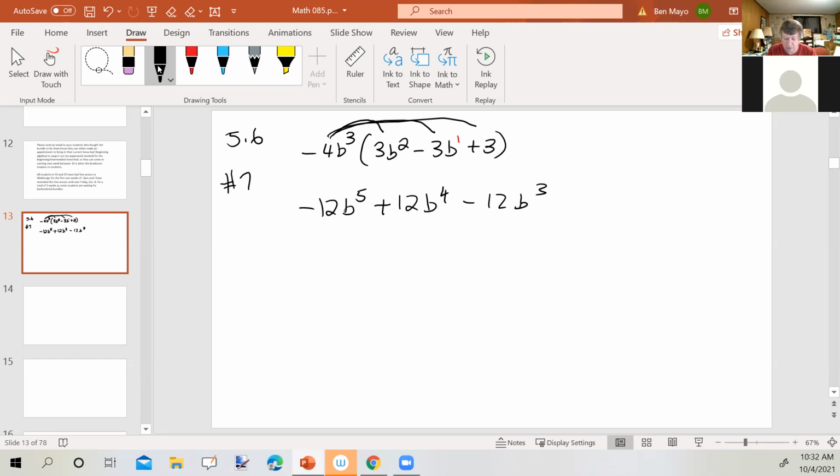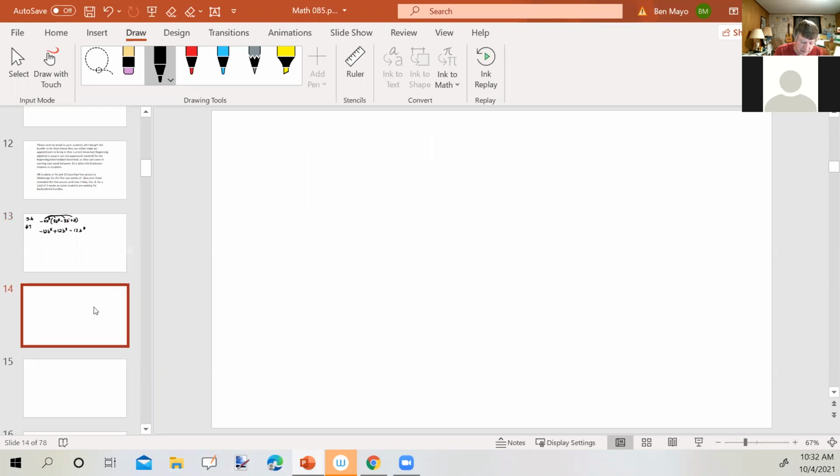Now, we can't do anything more with these because these are terms and they are not like terms. So we don't add the exponents or anything. Any questions about that one? Okay, let's take a look at, again, section 5.6, number 22.